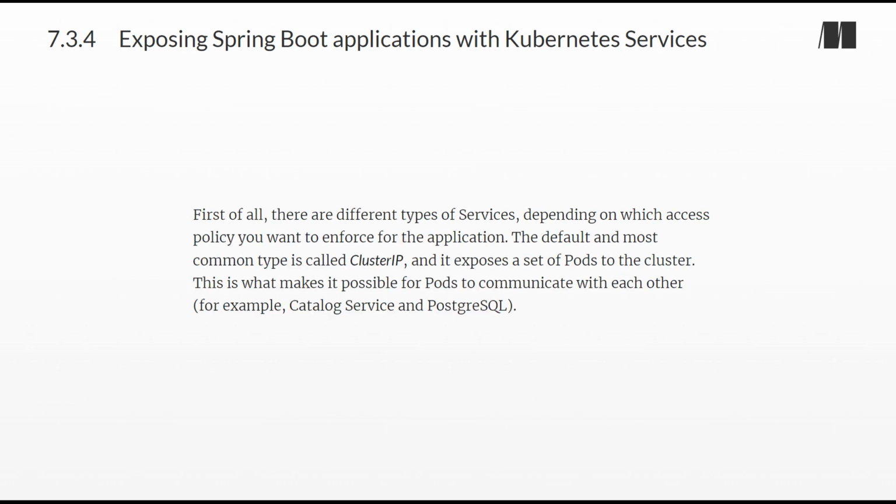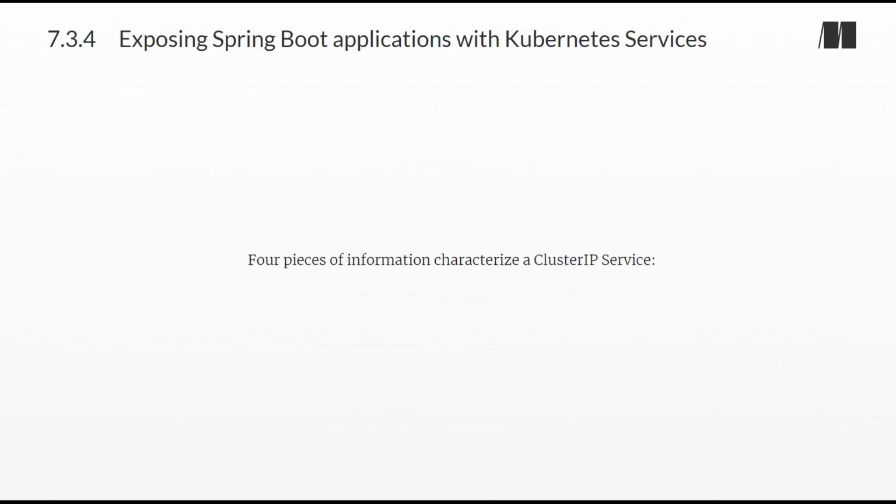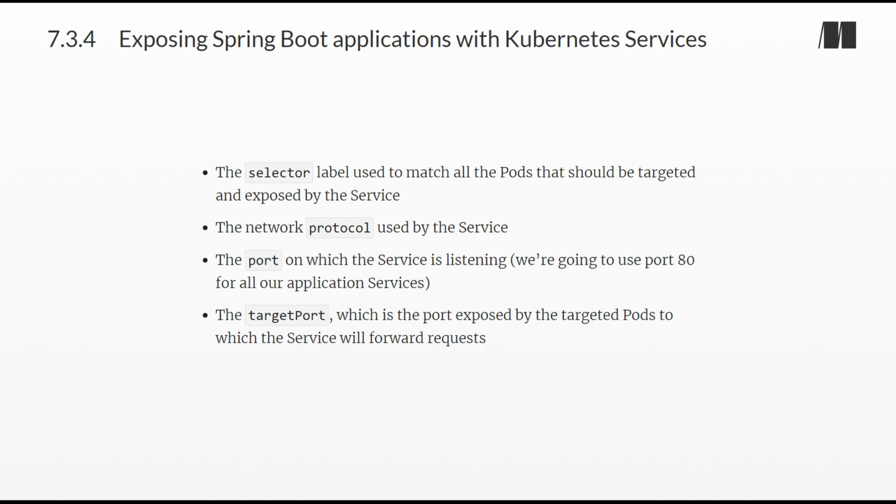First of all, there are different types of services depending on which access policy you want to enforce for the application. The default and most common type is called cluster IP, and it exposes a set of pods to the cluster. This is what makes it possible for pods to communicate with each other, for example, catalog service and PostgreSQL. 4 pieces of information characterize a cluster IP service. The selector label used to match all the pods that should be targeted and exposed by the service.